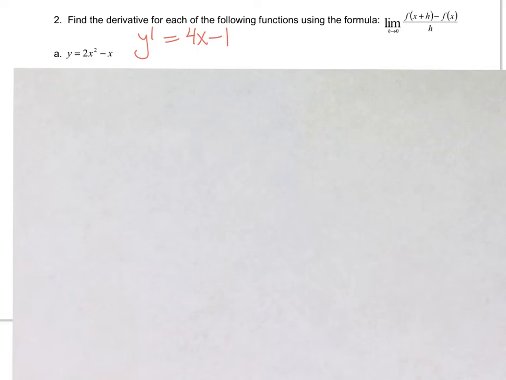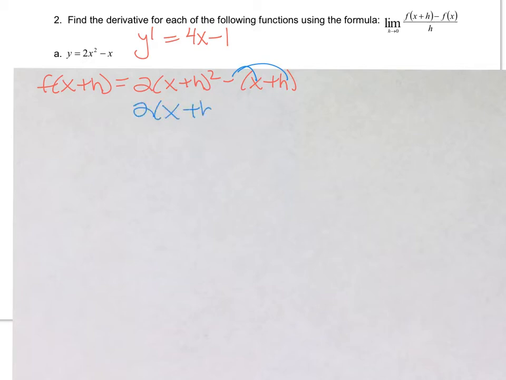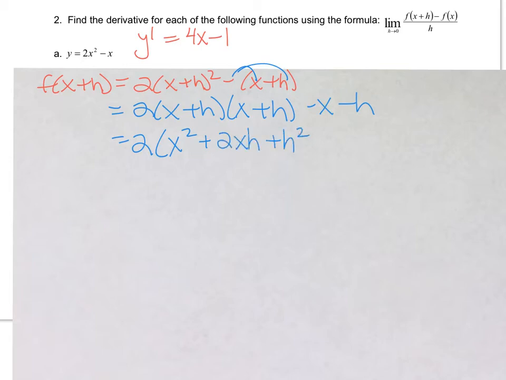So we're going to start by finding f of x plus h. So that means I'm going to plug in x plus h to every x and simplify. This negative gets distributed. X plus h squared means times itself. And then I'm going to distribute the 2.